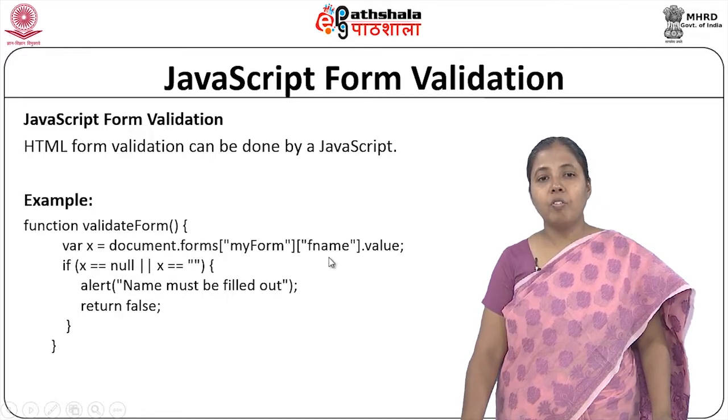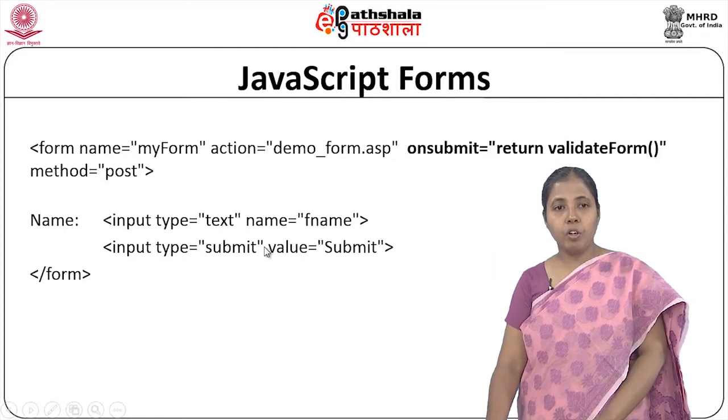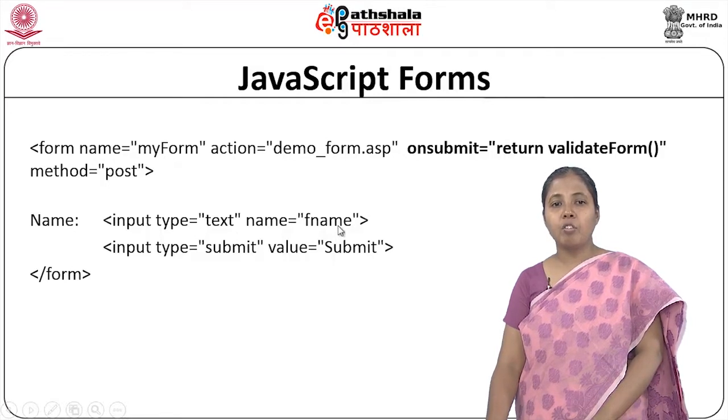So, we have a field called fname. We have a document and we have a form called myform. The name of the form is given as myform, and then we have a text field. The name of the text field is given as fname. So, we want to ensure that the user enters some text value in the text field.